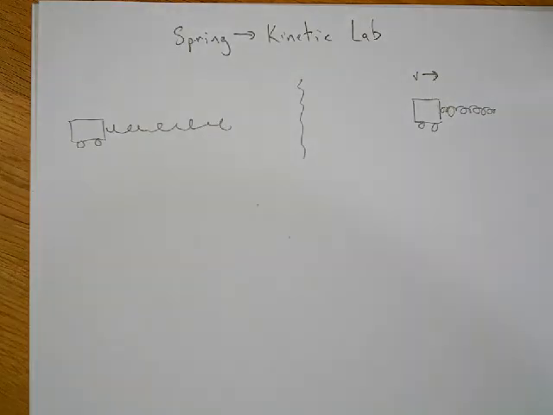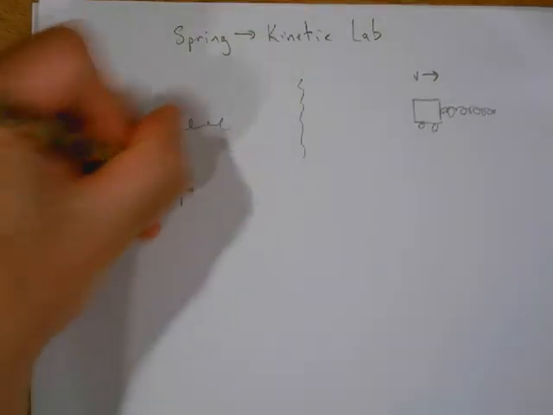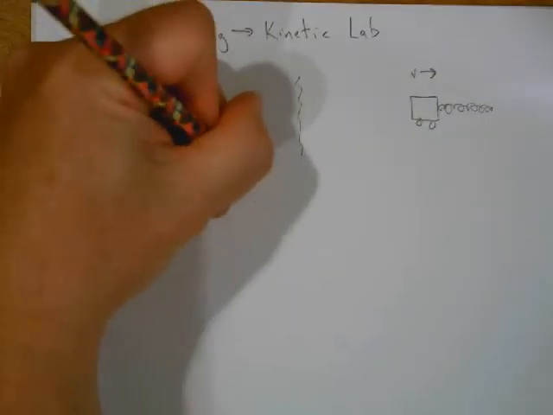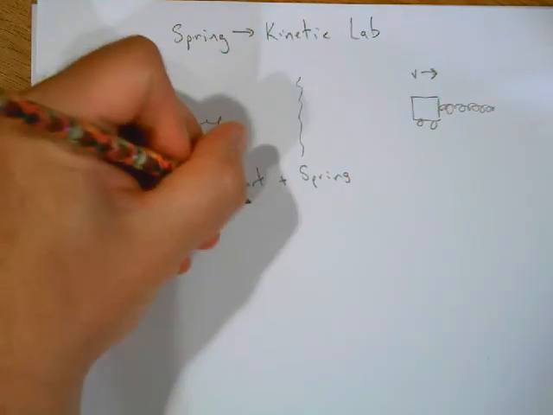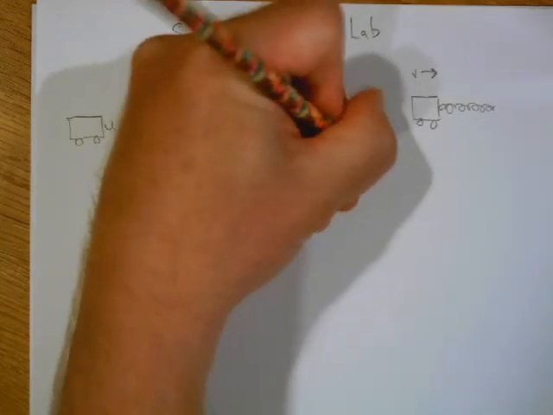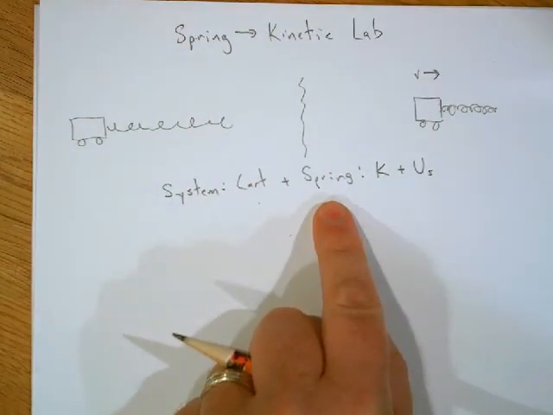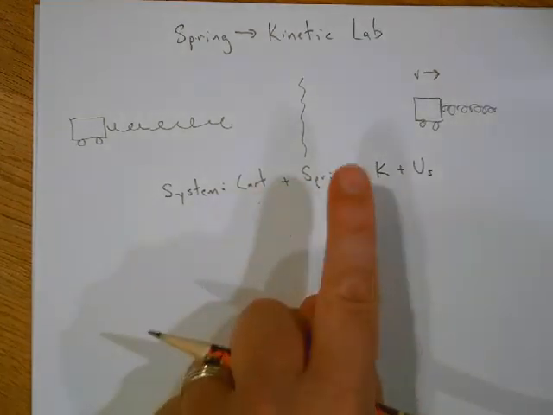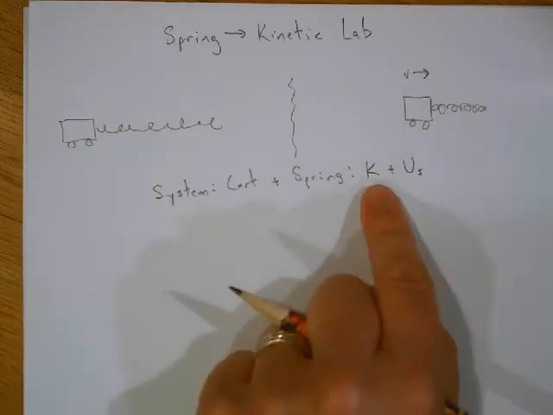A couple of things. Our system, because remember we have to identify our system. If we say our system was the cart plus the spring, that means what is available to our system is kinetic energy, because an object moving can have kinetic energy, plus U_s is in our system. If our system was just the cart, then you'd only have kinetic energy. If your system was just the spring, then you'd only have spring potential energy. But if you have both, then those are both available to my system.